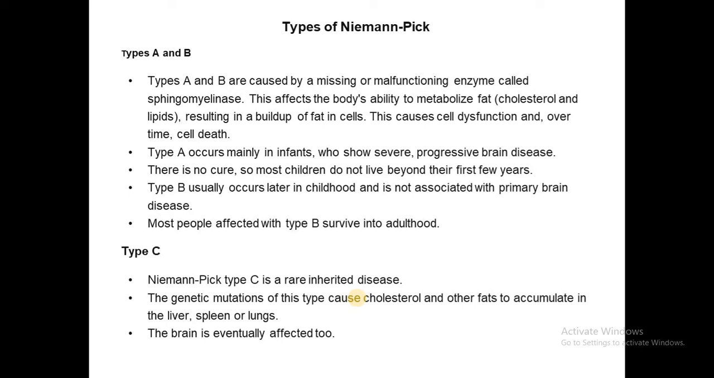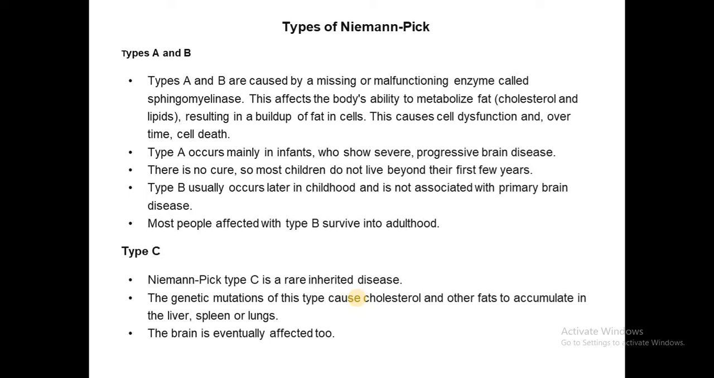So type A and B are mainly caused by the deficiency of the enzyme sphingomyelinase. Due to the deficiency, it affects the body's ability to metabolize fat, so it will be accumulated in the cells. This may lead to cell dysfunction or maybe death.